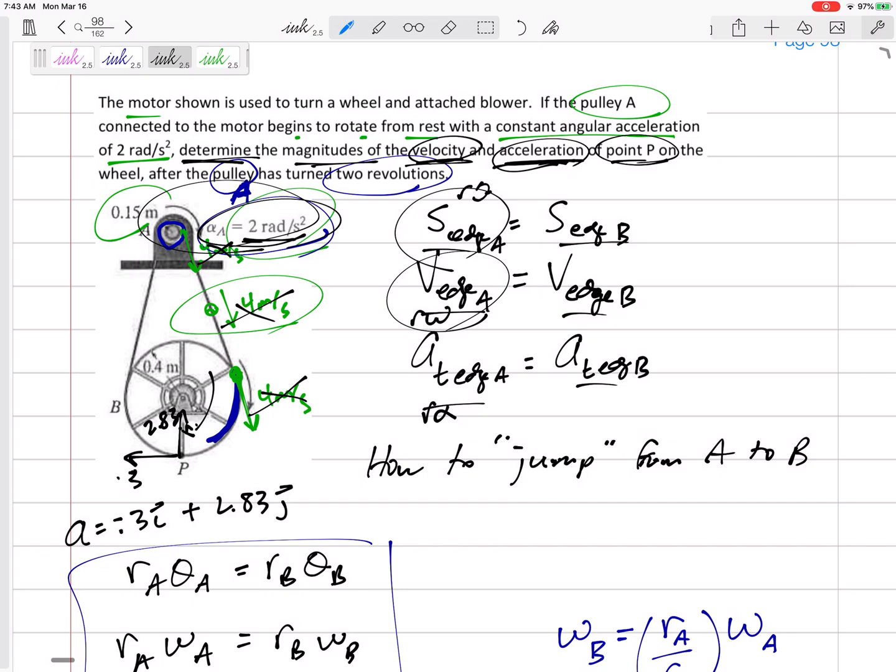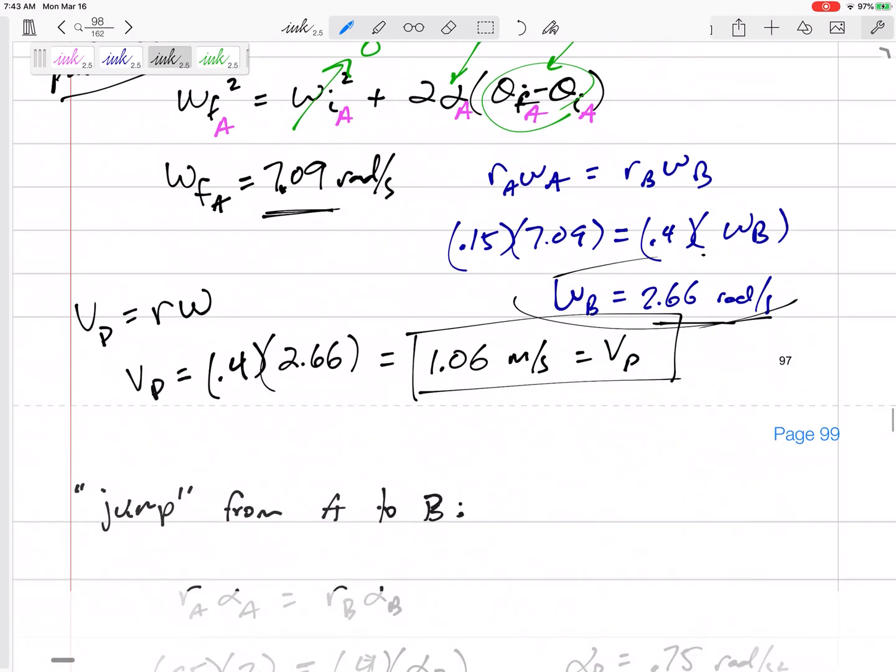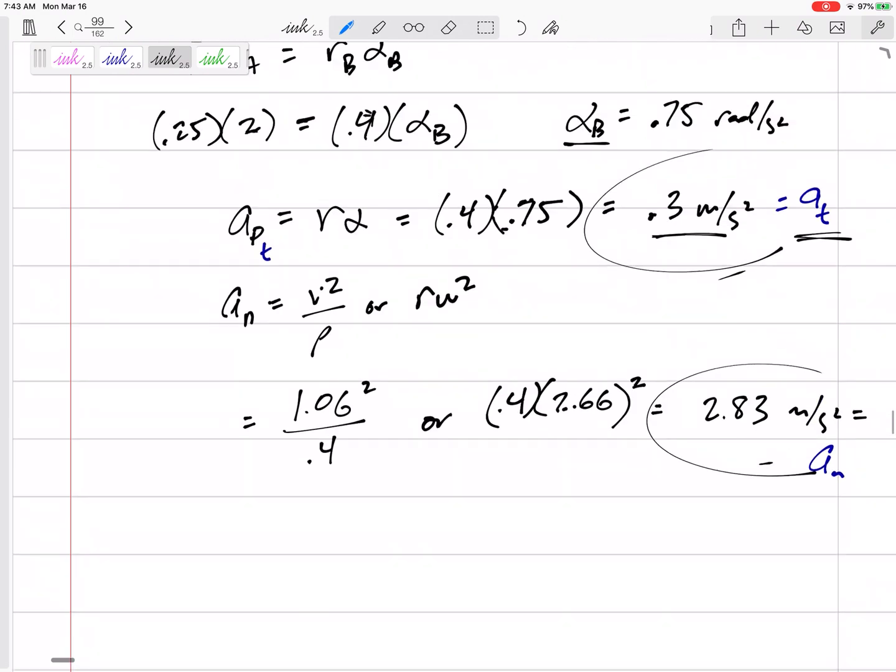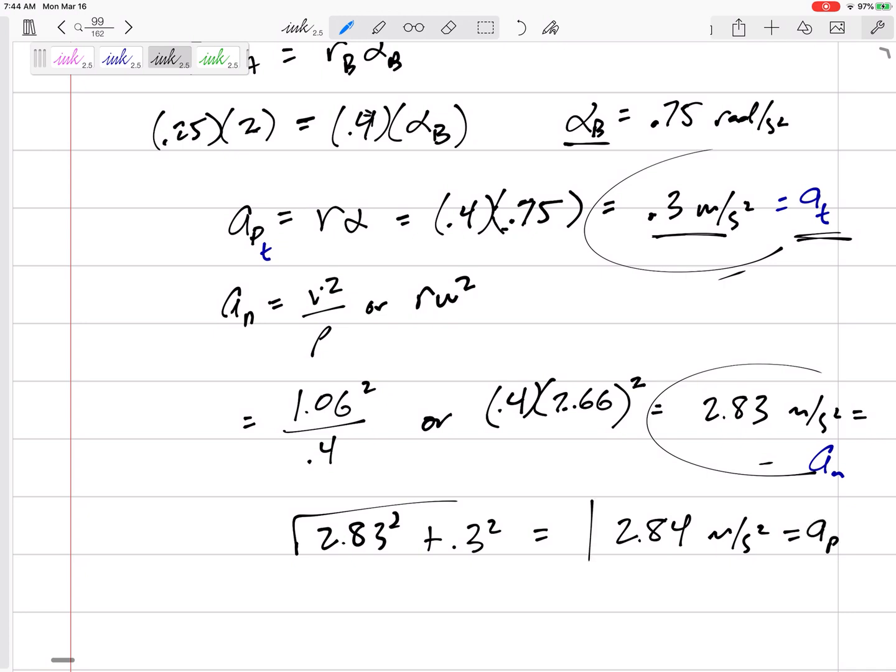But it asks for the magnitude. We're going to square these, take the square root. So 2.83 squared, 0.3 squared, take the square root. It's actually very close to 2.83: 2.84 meters per second squared. That is the magnitude of the acceleration of point P.